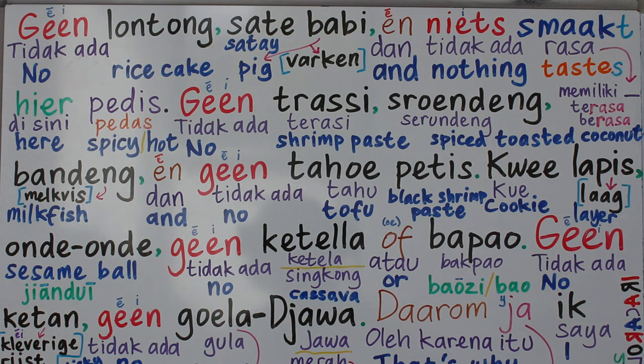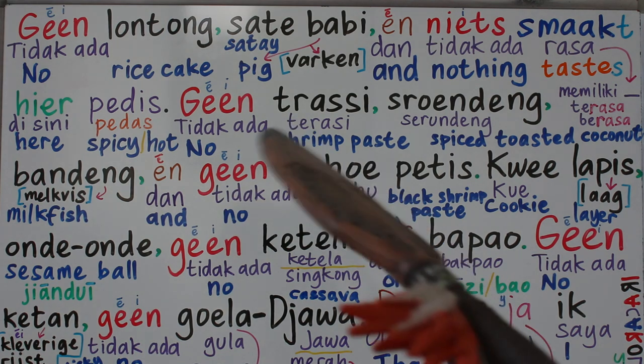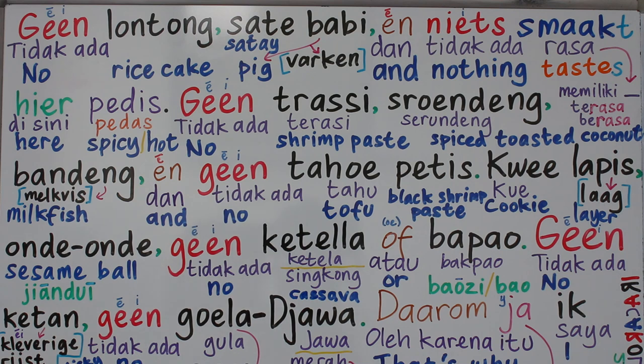And it's also the same in Dutch. Now we also learn Dutch, it's okay. The pig itself is varken. And that's why you also say varken for pork when you want to say varken satay.